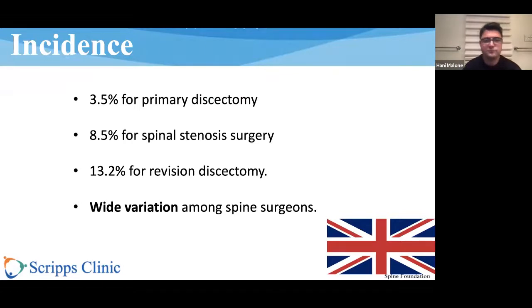So as you might expect, quite a bit of variance between procedures. So 3.5 for just a discectomy, maybe a little bit surprising. They had a much higher incidence for lumbar stenosis, but that makes sense to some extent, I think, with the hypertrophy of the ligament and some calcification. And then not surprisingly, the incidence for revision is way higher, which I think is something that we've all experienced or observed. And then importantly, there's a pretty wide variation among spine surgeons. And I think that's probably the case here in the United States as well.